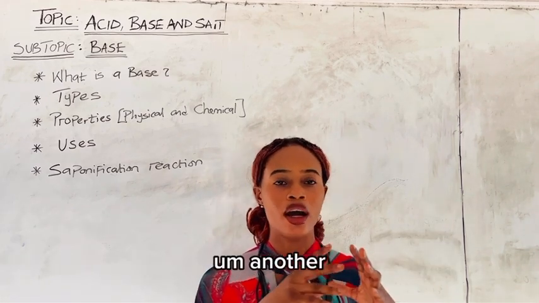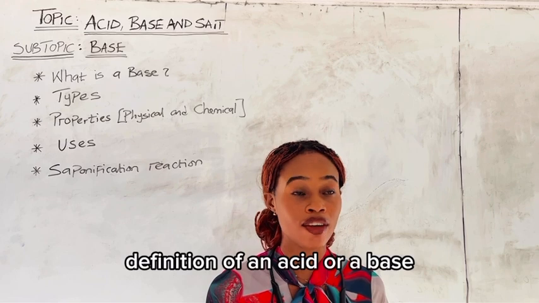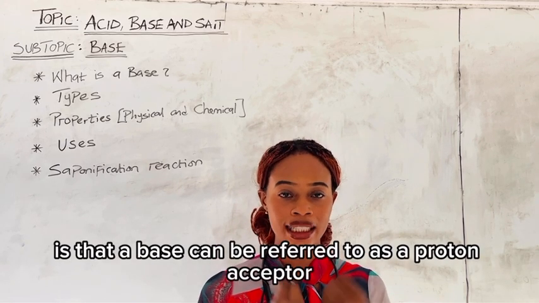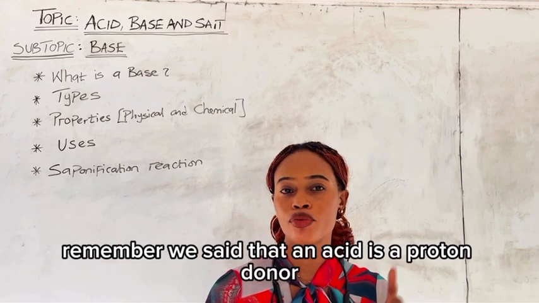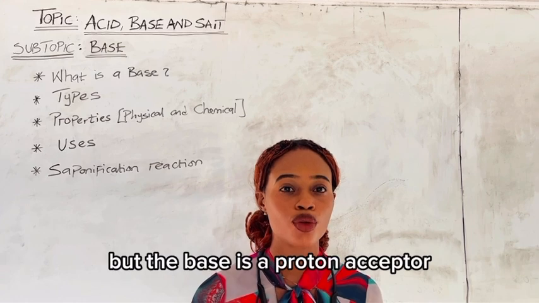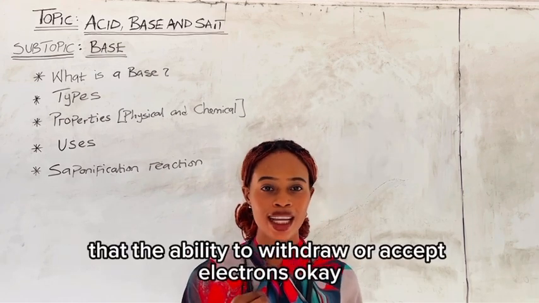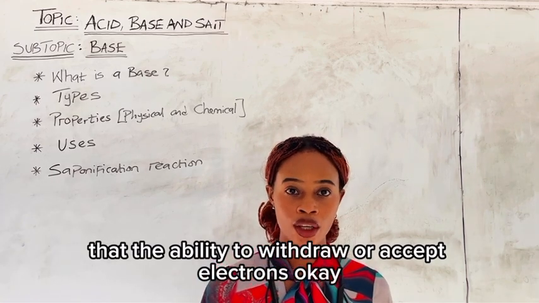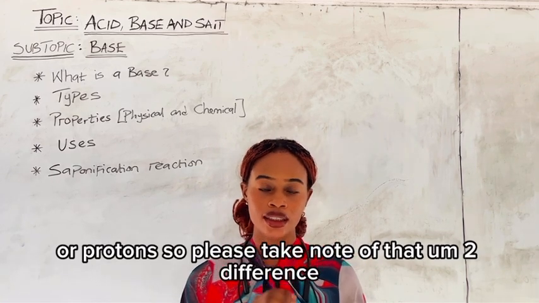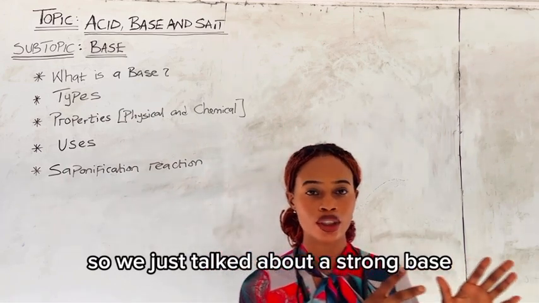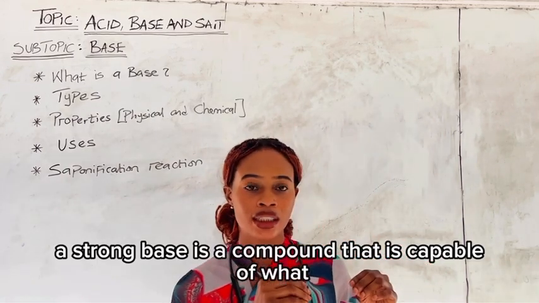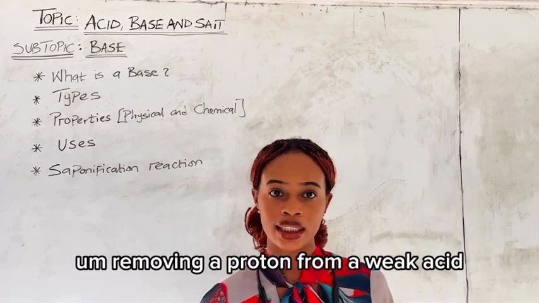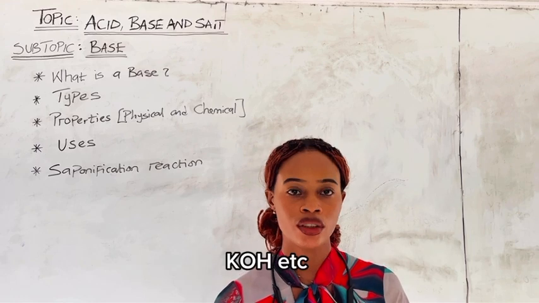Please take note. Another definition of a base is that a base can be referred to as a proton acceptor. Remember, we said that an acid is a proton donor, but a base is a proton acceptor. That is the ability to withdraw or accept protons. So please take note of that key difference. So we just talked about a strong base. I said a strong base is a compound that is capable of removing a proton from a weak acid. And I gave you the examples NaOH, KOH, etc.